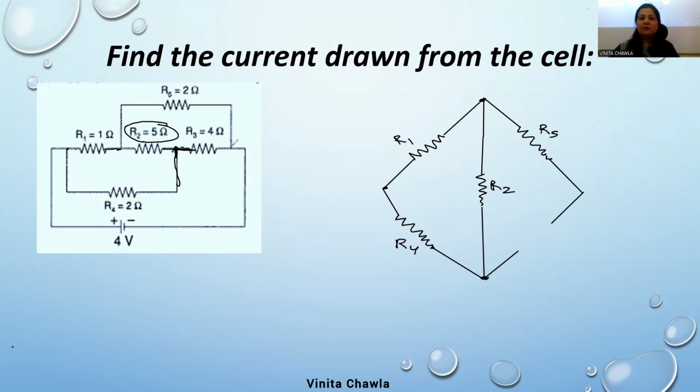Similarly, we can look at this R3. One end is connected with R2, and the other end of this R3 is connected with R5. So this is R3. This is how they are connected. Right? It was easy, wasn't it? Now you can find the equivalent resistance.